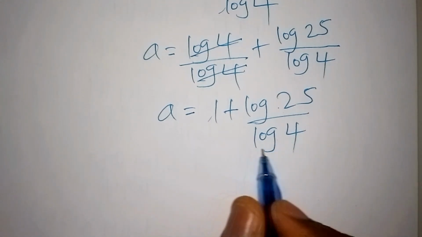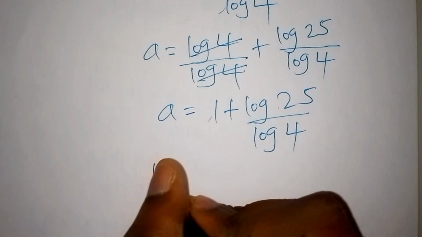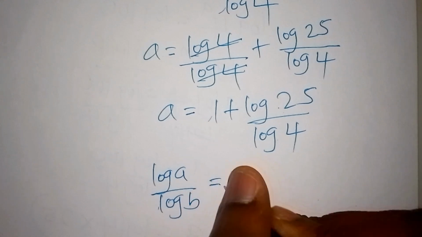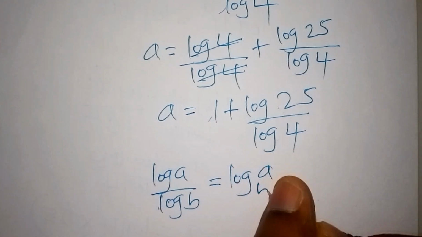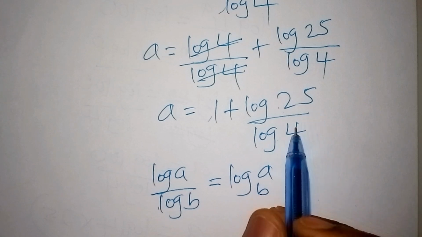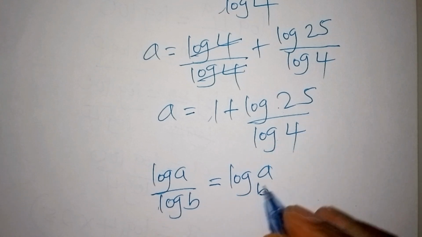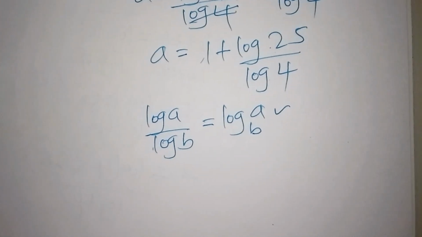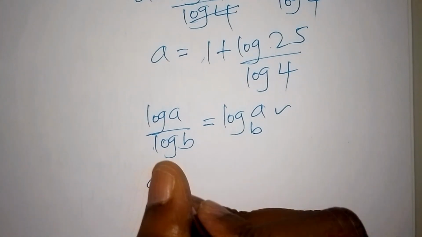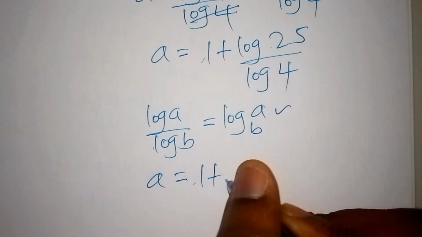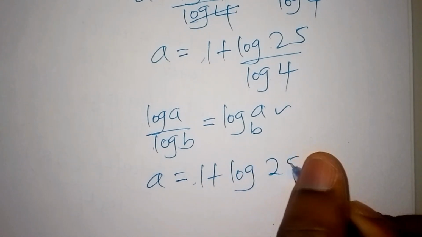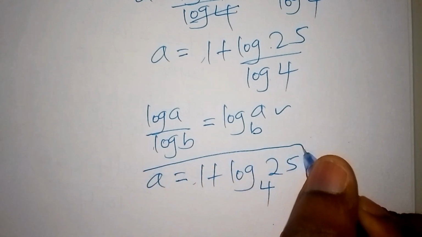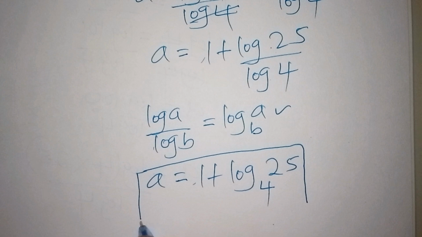So in this case, we remember that when we have the log of a all over the log of b, this one can also be written as the log of a to the base of b. So let's now change the log of 25 all over the log of 4 into the form of the log of a to the base of b. So we shall now say that our a is equal to 1 plus the log of 25 to the base of 4. So this now marks our final answer for the value of a.